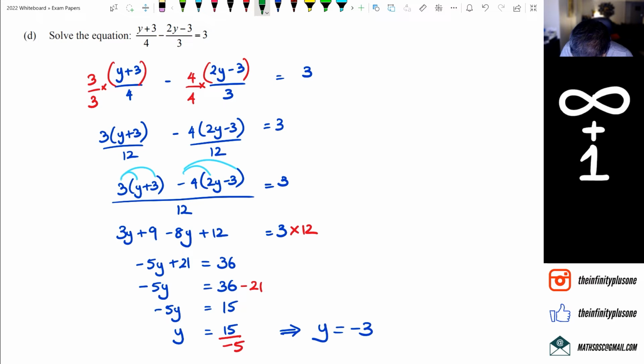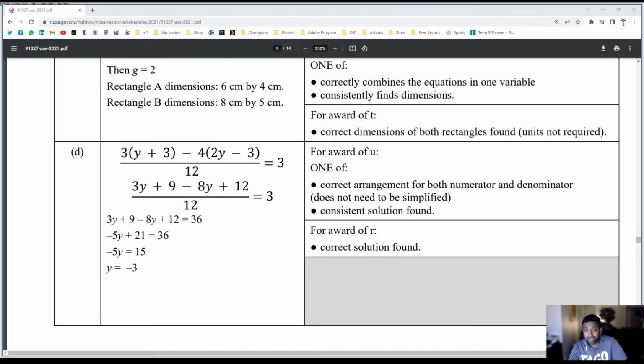So grades wise, we are looking at a merit grade for finding the answer of y equals -3. Correct arrangement for numerator does not need to be simplified. Correct arrangement for both numerator and denominator. Okay, I'm going to show you guys the answer schedule because I'm trying to interpret this. Correct arrangement for both numerator and denominator does not need to be simplified.